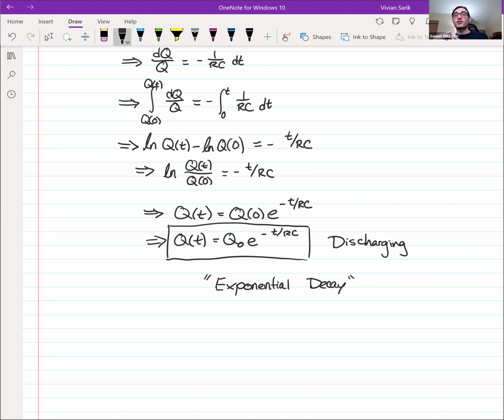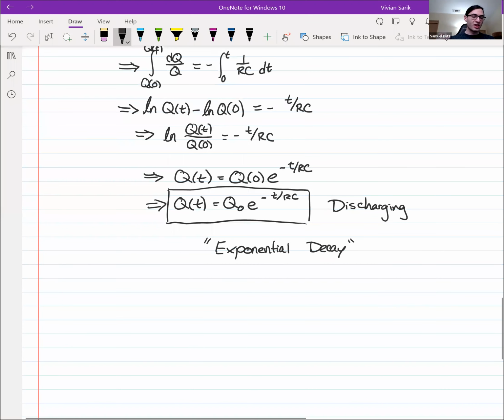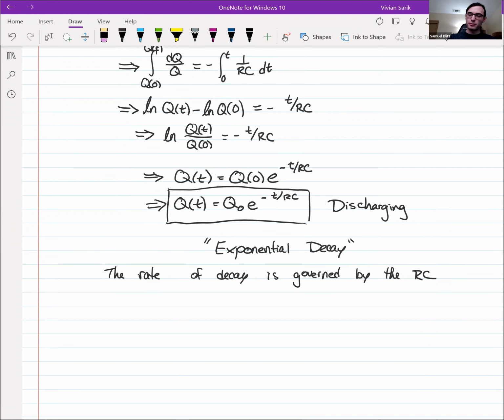Anytime you have any sort of exponential decay or exponential growth, the rate at which that decay or growth takes place is governed by some particular constant. So in this case, the rate of decay is governed by the RC time constant. Let me put this on a separate line. The RC time constant.